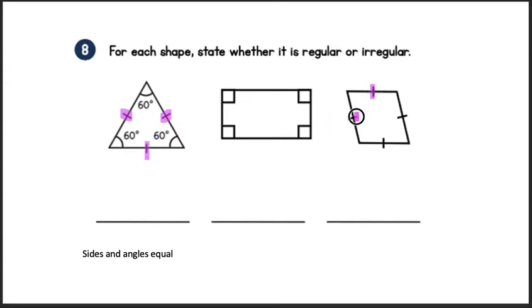But remember, regular shapes need to have sides and angles that are equal. So looking back at this shape, we know that all the sides are equal, and we also know that all the angles are equal. They're all 60 degrees. So this shape here is a regular shape. Now, this shape, all the angles are 90 degrees. We can see that here. However, the sides are not equal. The sides are not all the same length. So this is an irregular shape.